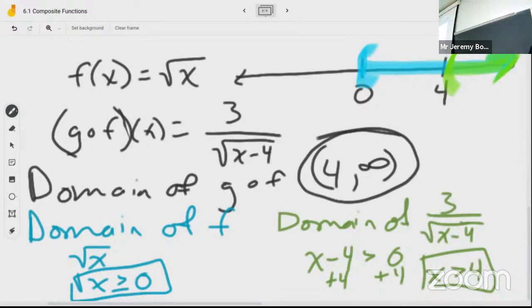Any questions on that? That was the problem that sometimes confuses people. I don't know if you even see one like that, but it's just a topic that I like to go over because it can be a little confusing. Any questions? Nope. All right. Any questions on 6.1 composite functions?